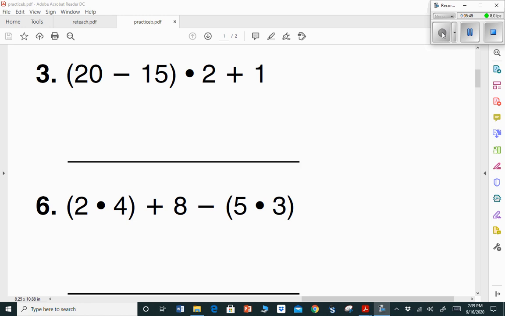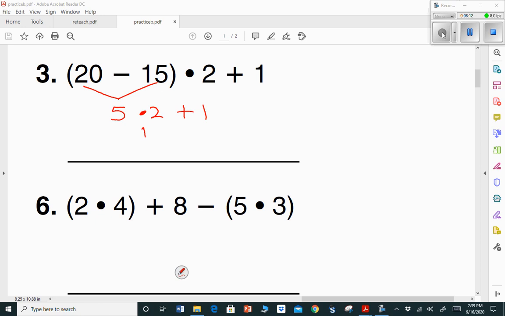All right, now we're going to complicate things a little bit. The very first thing in the order of operations is parentheses, and we've got parentheses this time, so we're going to deal with that first. 20 minus 15 is 5. Now that you've dealt with it, you don't need the parentheses anymore. Bring everything else down.